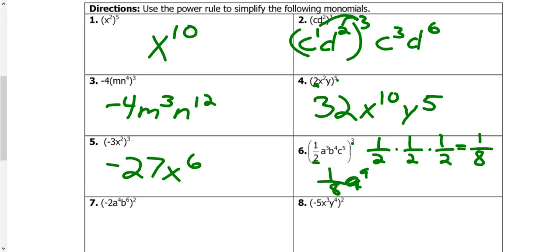Then we have b to the 4th to the 3rd, which would be b to the 12th. And c to the 5th to the 3rd, which would be c to the 15th.